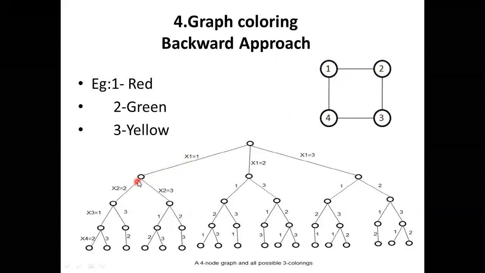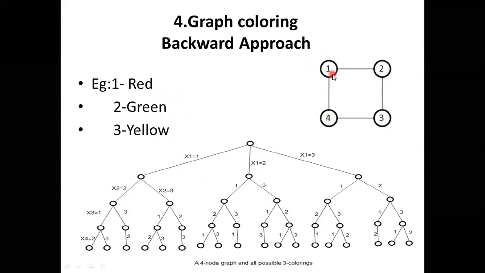For x2 I can't use red. Which of the colors can I use for x2? I can use green and yellow. X2 is 2 and 3. What is 2? Green. What is 3? Yellow. Clear? That is my first option. For x1, instead of red, can I use green? Yes, I can use it. X1 is equal to 2. That is why I am using green.